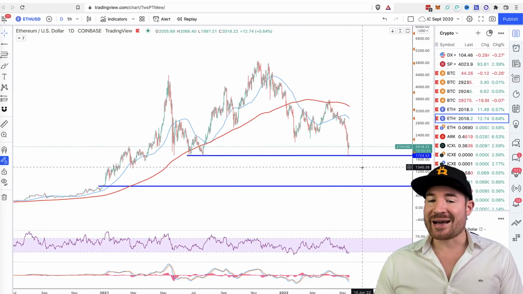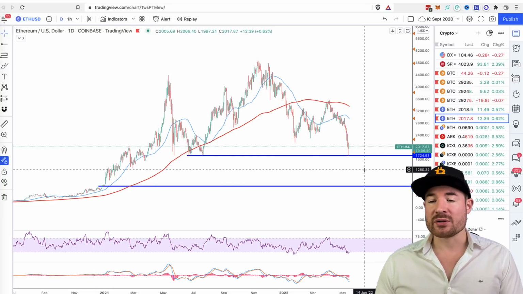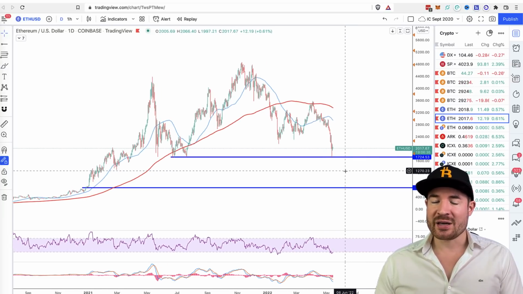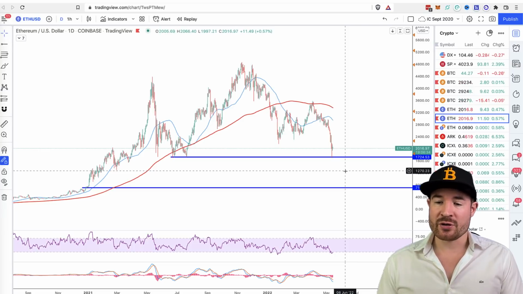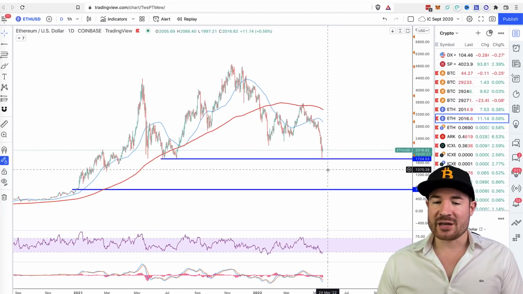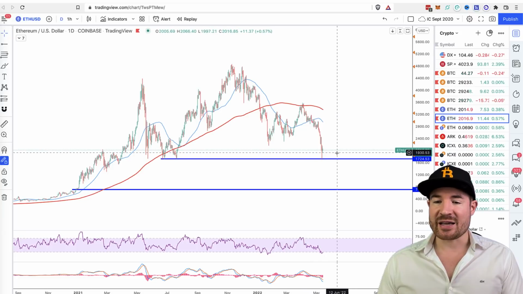So the question now is, how much lower does Ethereum go? Where are we looking to put in a bottom? So again, nobody really knows the future. Nobody can tell you with any certainty that the bottom is in or where that exact bottom is going to be. So all we can do is look at what the chart is telling us and then use that information to make educated guesses.